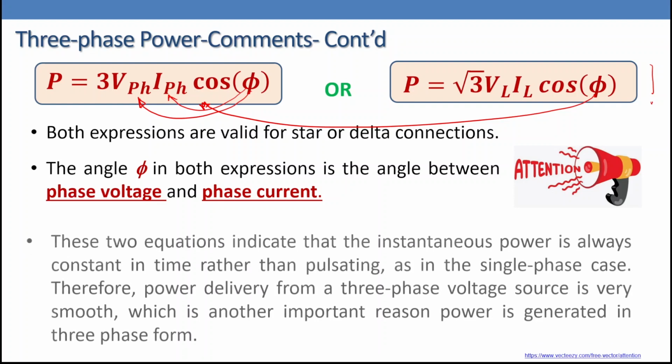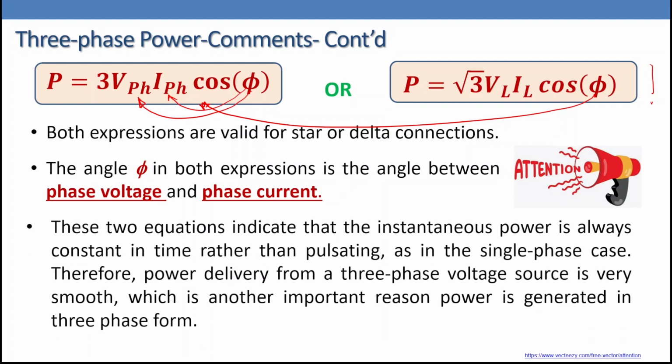The last comment: these two equations indicate that the instantaneous power is always constant in time rather than pulsating, as in the single-phase case. Therefore, power delivery from a three-phase voltage source is very smooth, which is another important reason power is generated in three-phase form. In the single-phase case, you have a double frequency component, so the system will be more noisy. This is one of the reasons why the three-phase system outperforms the single-phase one.